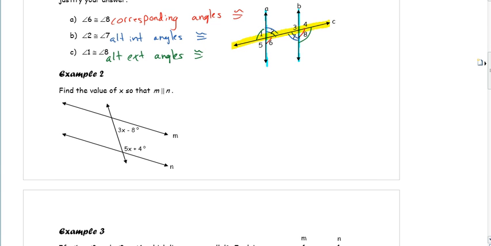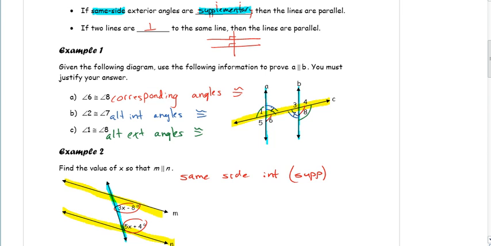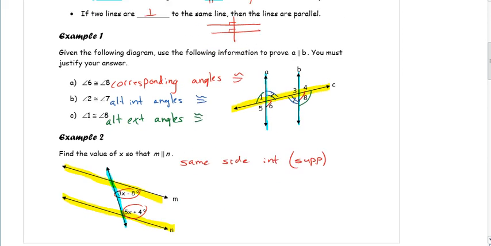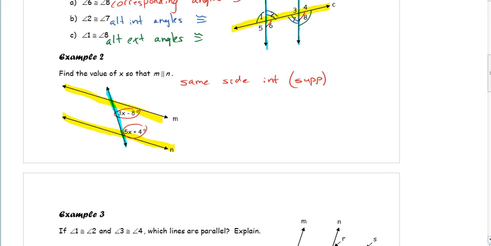If we look at another one, find the value of x so that m is parallel to n. Well, look at where these two angles are located. First, determine what your transversal is. There it is. You know that these are your two other lines, so decide what kind of angles those are. What's the relationship between the two? Well, they're on the same side of the transversal and they're inside the lines. So they're same side interior, and what we know about those is that they are supplementary.